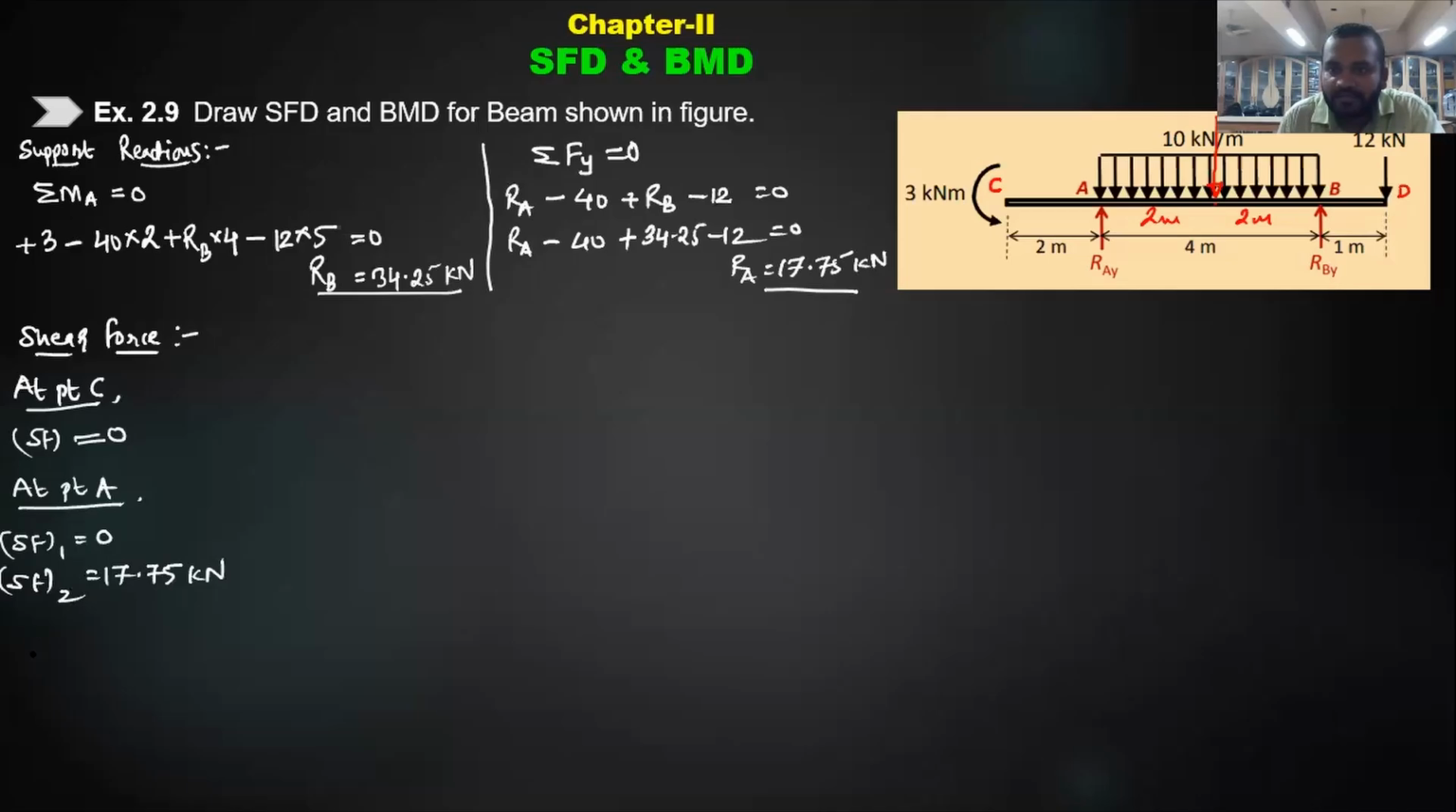Okay, good. Next, at point B, SF1 is 17.75 minus 40. How much will be this answer? 40 minus 17.75 is 22.25. We forgot to write the minus sign. Minus 22.25. Very good.